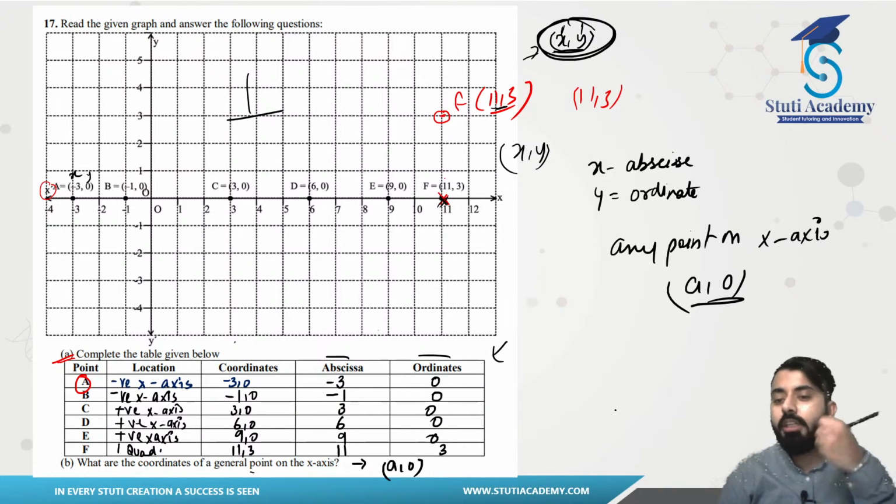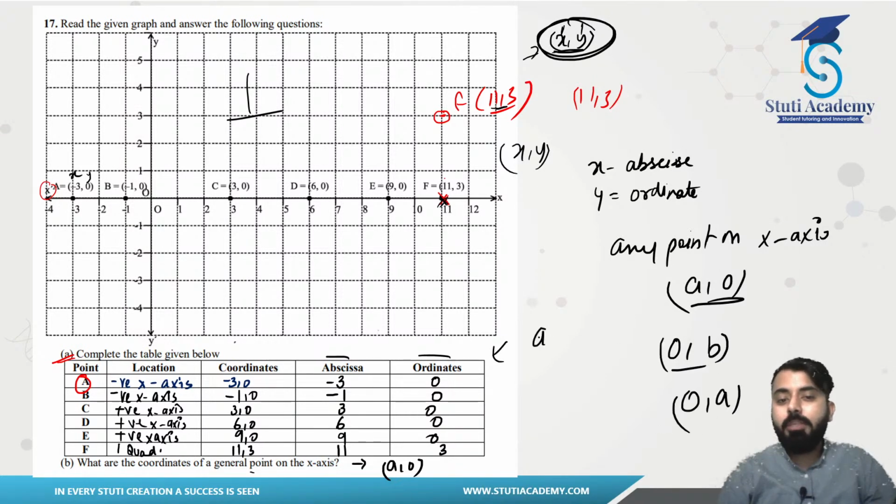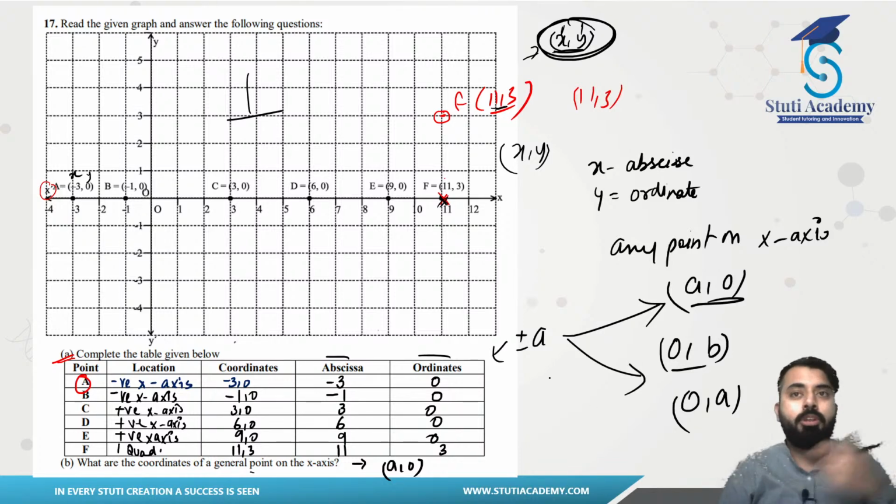If they had asked you the coordinates of the general point on y-axis, then they would have been like this, 0 comma b, or you can say 0 comma a. Now a can be negative as well, so it can be positive and negative. In both cases it can be positive and negative, a comma 0 or 0 comma positive and negative a. That means the point can be on positive x-axis or on negative x-axis. Similarly, it can be on positive y or on negative y. If you want to put it like this, you can write plus minus a comma 0. So that is the meaning here.